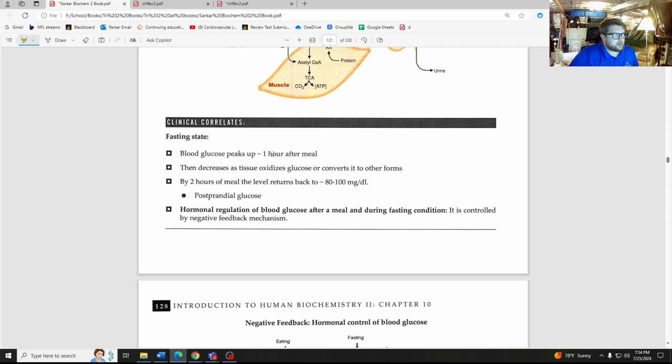Blood glucose peaks up 1 hour after the meal, then decreases to oxidize glucose or convert it to other forms. By 2 hours after the meal, the level returns back to 80 to 100 milligrams per deciliter. That's an important number to remember. We want to remember about 100 milligrams per deciliter is our max. Anything higher than that, we start to worry, pre-diabetes. If it's way higher than that, you start to think diabetic type conditions.